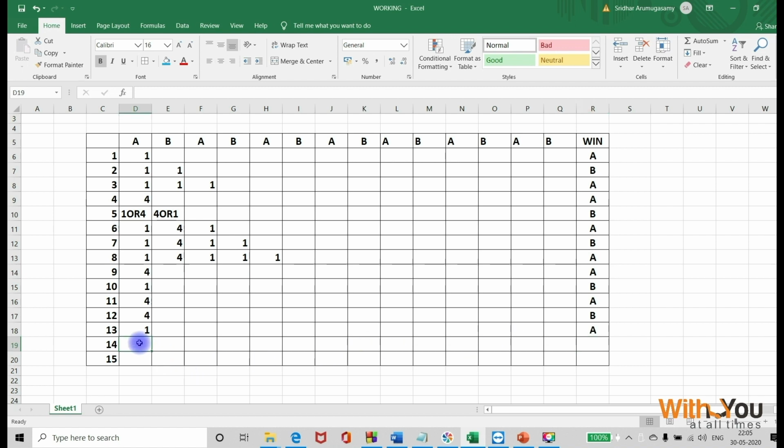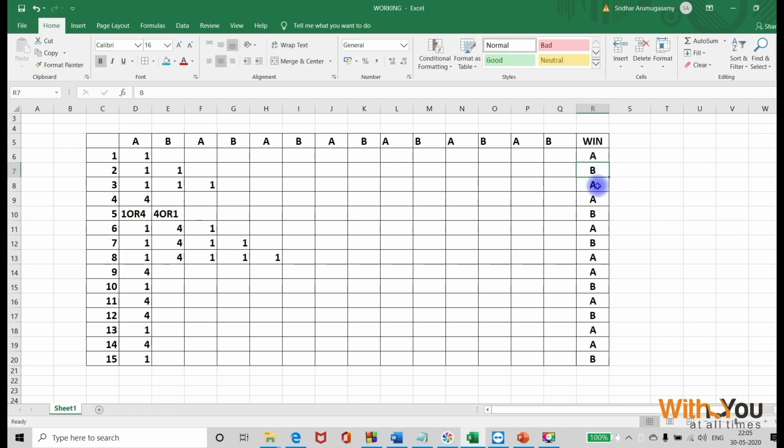14. Okay, we'll choose 4. 10. Who is beginning? Alice started. Who won? B won. If Alice is starting, B is winning. If Bob is starting, A will win. So obviously this also, A will win. Now 15. Okay, let's take 1. The game becomes 14. In 14, if A starts, A wins. Now B is starting. So who will win? B will win.